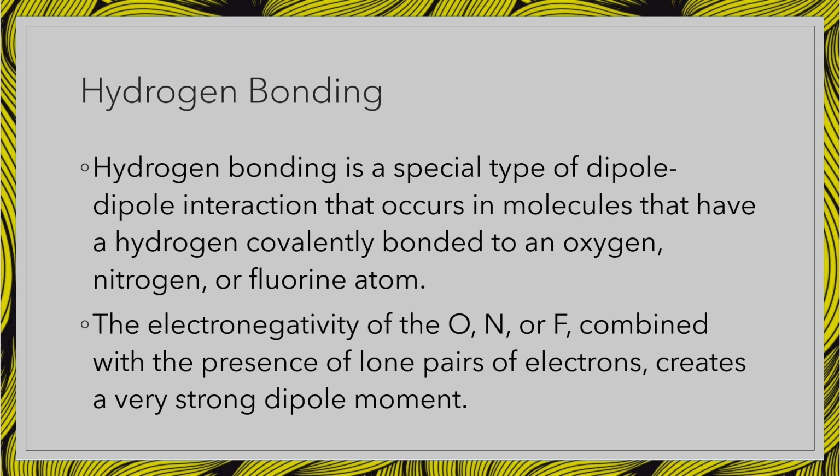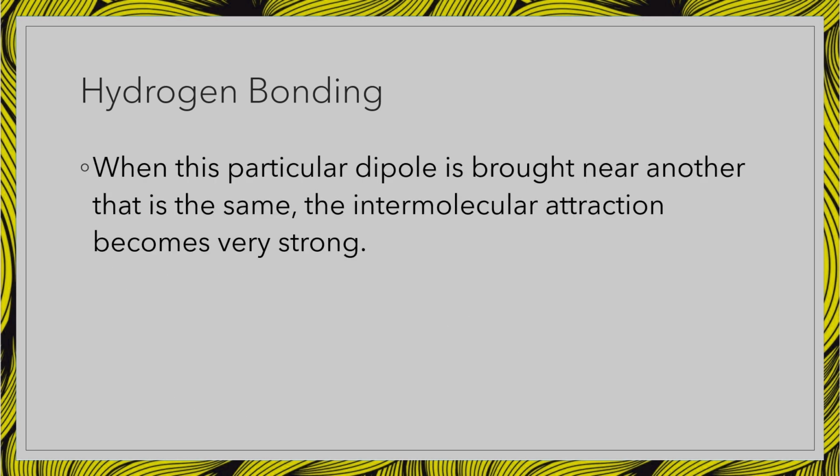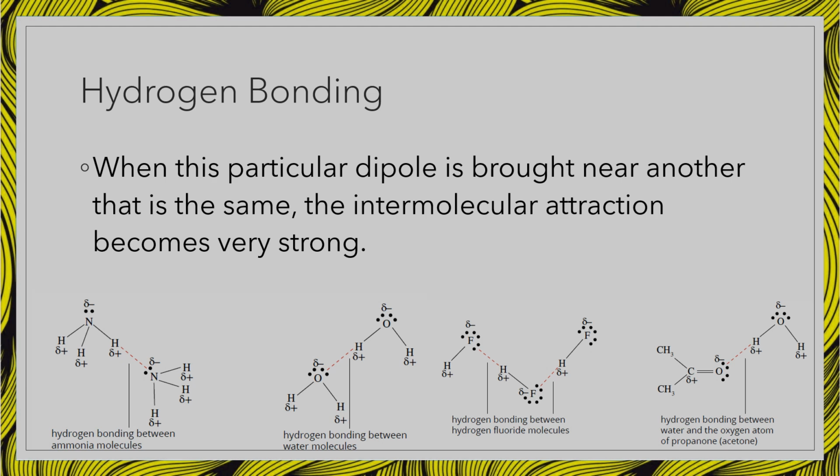The electronegativity of oxygen, nitrogen, or fluorine, combined with the presence of lone pairs of electrons, creates this super strong dipole moment. Now, when this particular dipole is brought near another that is the same, the intermolecular attraction becomes very strong. Here's an example. Down the bottom, we've got hydrogen bonding between ammonia molecules. So we have a nitrogen-hydrogen bond. That nitrogen's super electronegative, super electron rich, and the hydrogen's quite electron poor. And so we get that attraction between them.